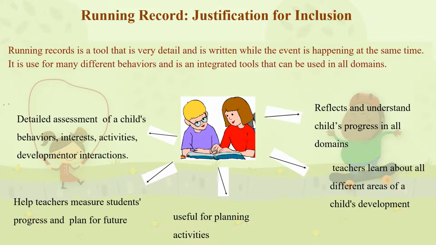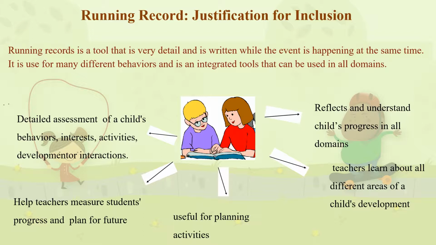In terms of justification for inclusion, the running record is very detailed, as I mentioned, and it's written as the event is happening at the same time. As an assessment of the child's behavior, it helps you as a teacher to see the interests of the child and activities that you can develop, and to help the child if the child has any weaknesses or strengths in any area that you would need to work on.